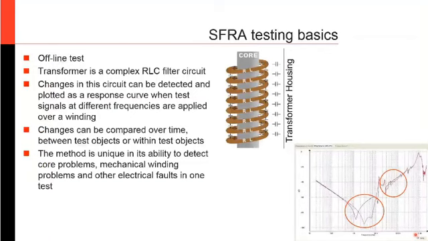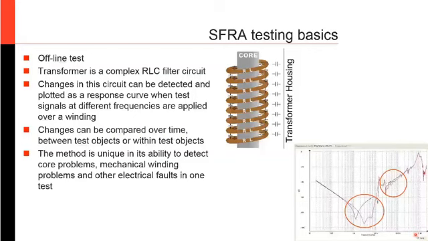So let's just start with a couple basics here. First off, this is an offline test. So you do have to have the transformer de-energized, completely isolated. You want all the bus connections off and everything like that. And then really, you're looking at the transformer as a complex RLC circuit. You have resistance in the winding, you have inductance in the winding, of course, and then you have all these capacitances, capacitance between one turn to the next, capacitance between the winding and the core and other windings, capacitance between the winding and ground. So really at the end, it's this really complex RLC circuit.